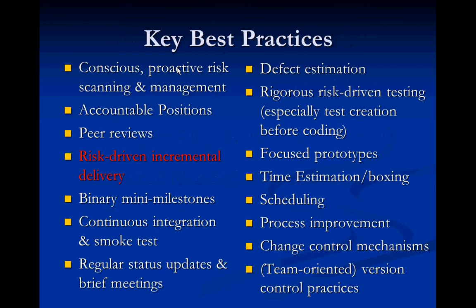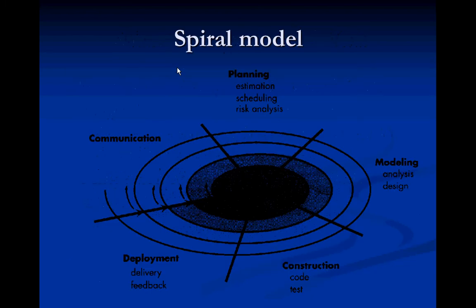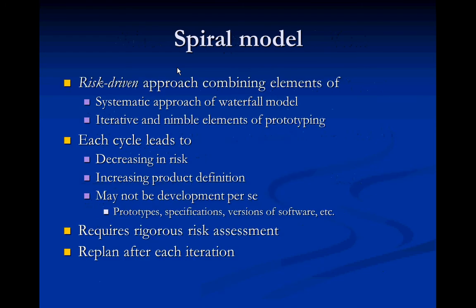Right? Okay, let's talk about risk-driven incremental delivery. So Barry Boehm came up with what he calls the spiral model, and this is a singularly dark version of it. I could go into it, but the basic idea is that you create a program in a series of stages, and what's shown here is planning, modeling, construction, deployment, and communication.